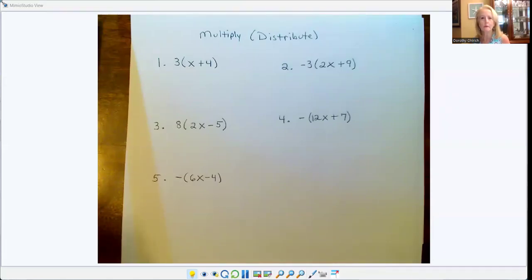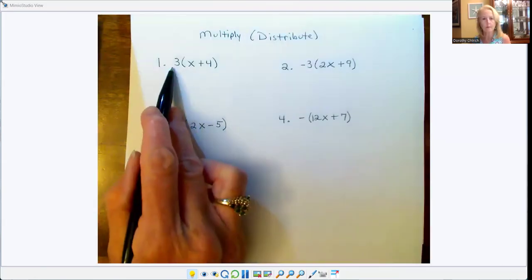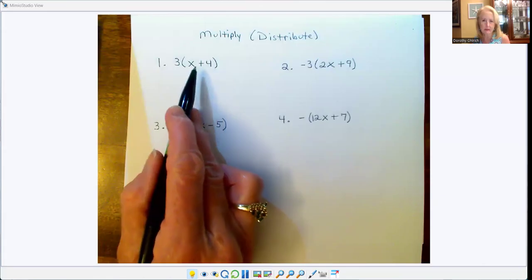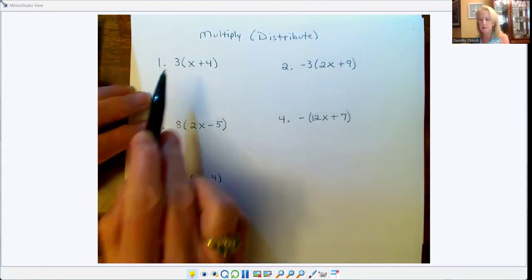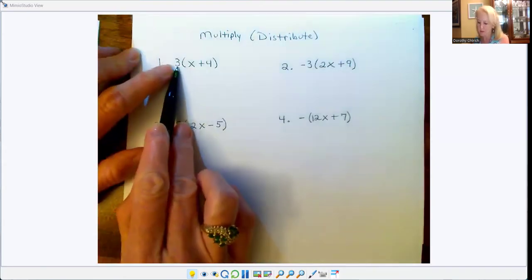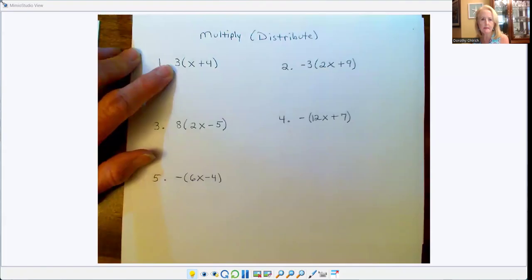In this video, we're going to do two things. Distribute, which is multiply one term times a polynomial, in this case, a binomial, two terms, as well as multiply binomials by binomials, otherwise known as FOIL, which is also multiplying. I wanted to show you, first of all, with one term multiplied by each term inside the parentheses.